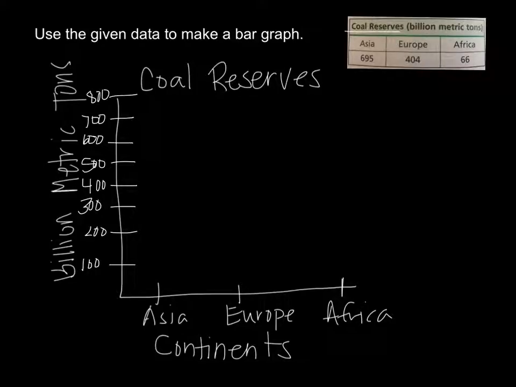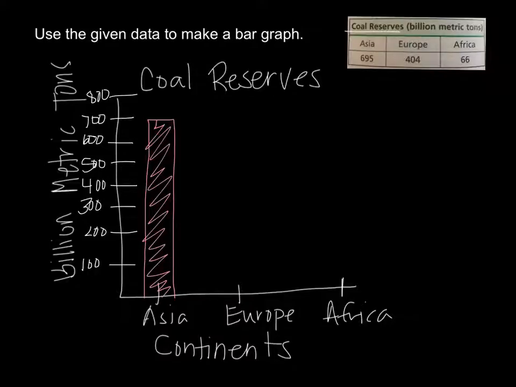Okay, so now I get to do the fun part, and that is draw in my data. So Asia has 695, so that's going to be right below 700. So I'll start here. I'm going to choose one color, just put it right below, then I could color it in.